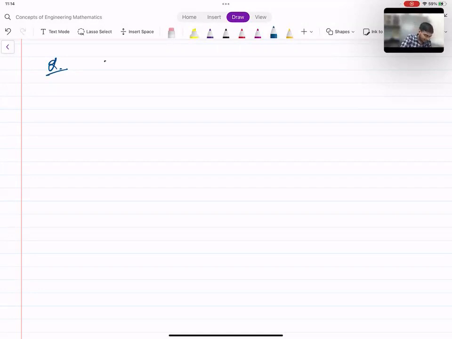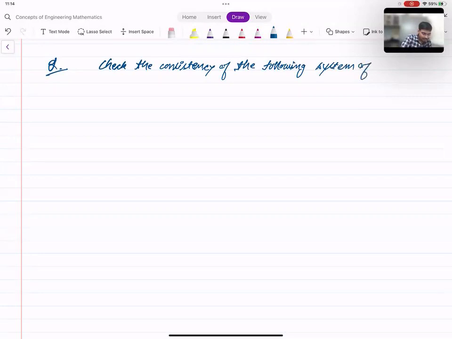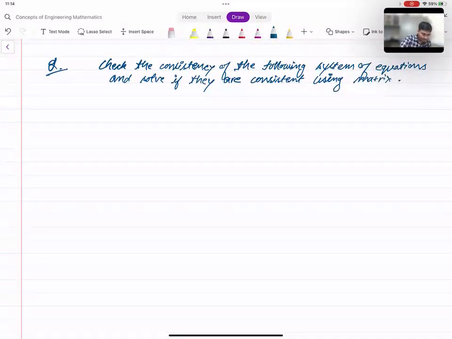Check the consistency of the following system of equations and solve them if they are consistent, using the matrix method.